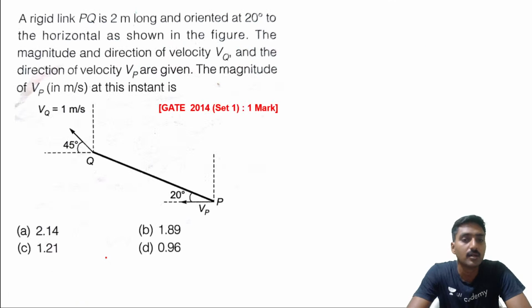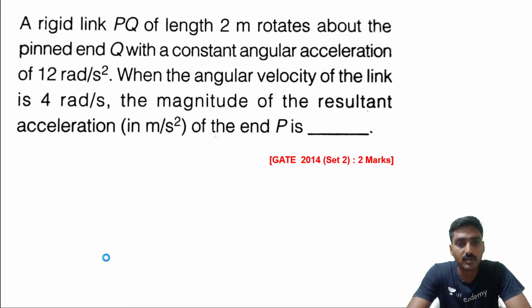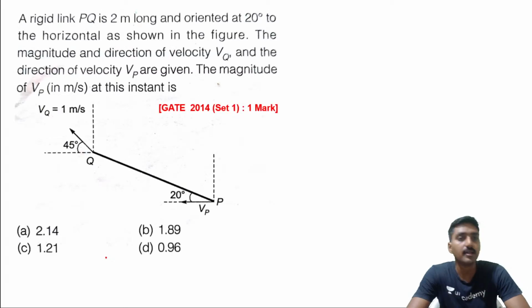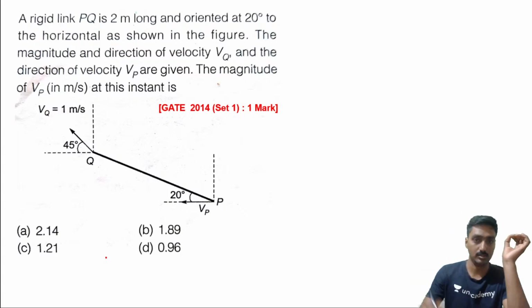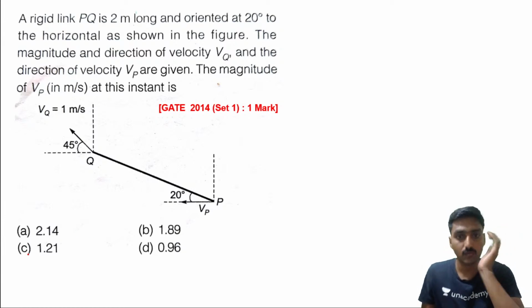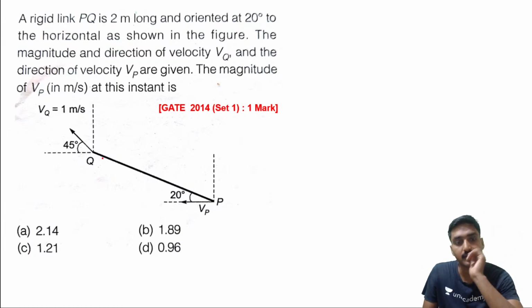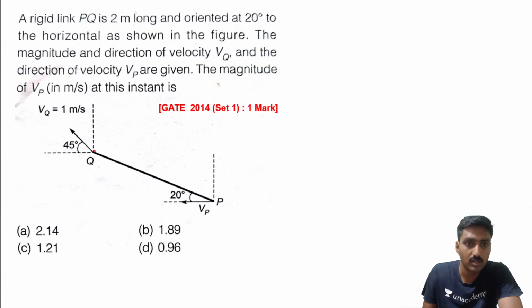Next, one more very important question. First, we are going to discuss this question. Here, look at this condition. A rigid link PQ is 2 meter long. It's oriented as given. So we need to extend it, and while extending it, it's perpendicular. Now we need to draw the perpendicular line at this point, and where the perpendicular lines meet is the instantaneous center.